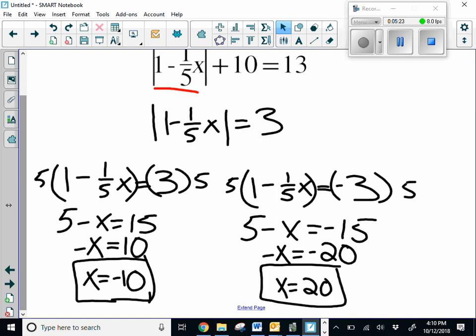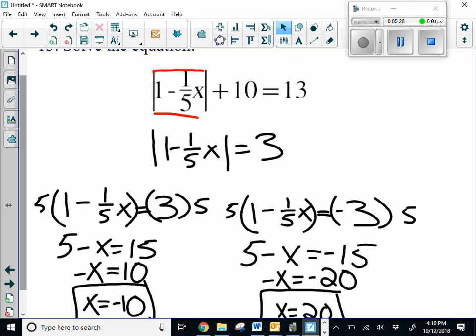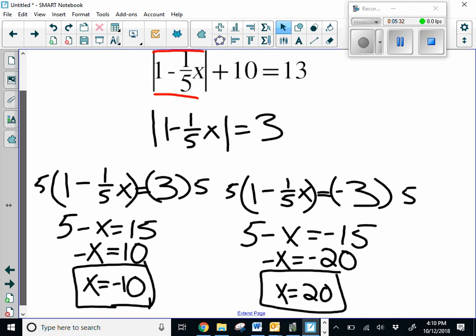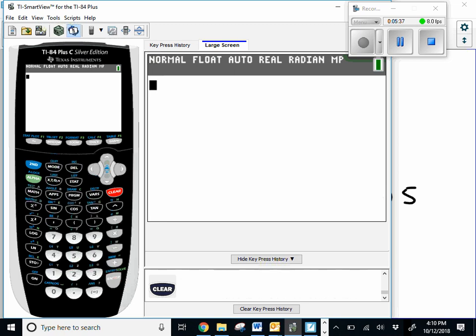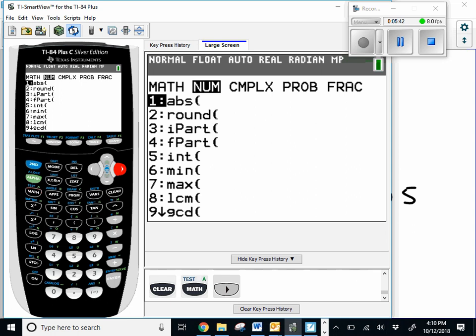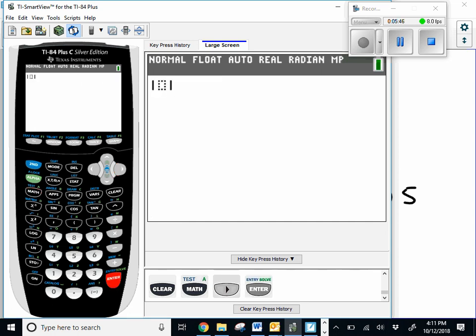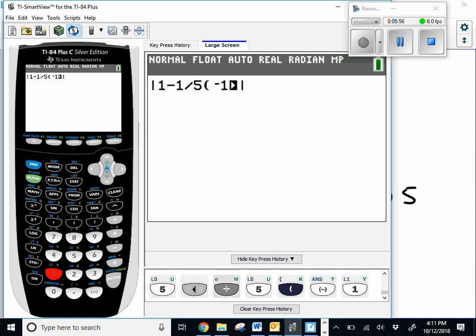But now we have to check these. And you can just do this on your calculator. So we have the absolute value of 1 minus 1/5 x, plus 10 equals 13. We have to plug in negative 10 and 20 and see if those are true. So go to my calculator. Let's clear this out. Then we go to get that absolute value, math, and we go over to number, and it's that abs button. So abs. That'll put in our absolute value. We have 1 minus 1/5 x. Let's start with the negative 10.